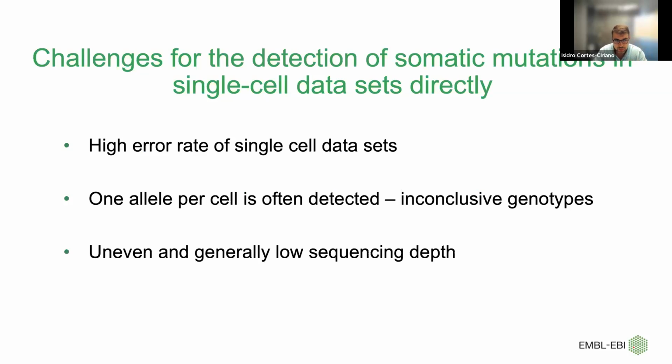This is challenging because we all know that single cell datasets have a high error rate, which means that discriminating between mutations and artifacts is very hard. There are some challenges associated with technology, such as the fact that we only profile one allele per cell, which means that if we are not profiling the mutant allele, there is an inconclusive genotype. We can only say that we cannot see the mutation, which doesn't mean that the mutation is not there. And then there are other limitations, such as the uneven and low sequencing coverage across transcripts.